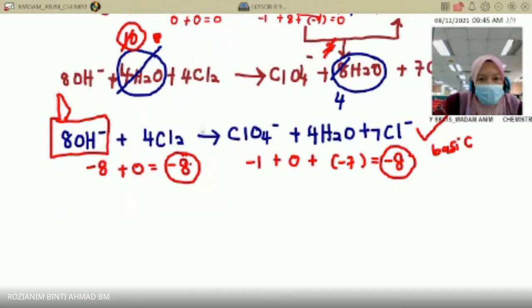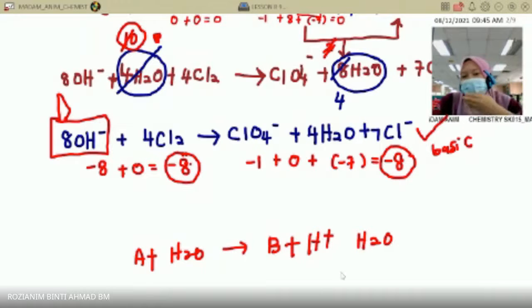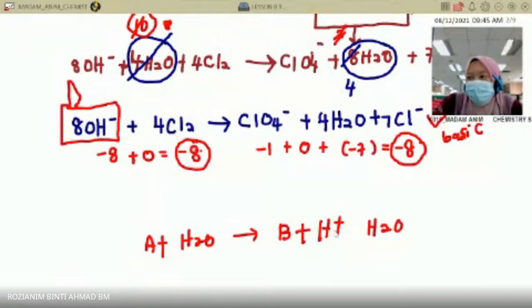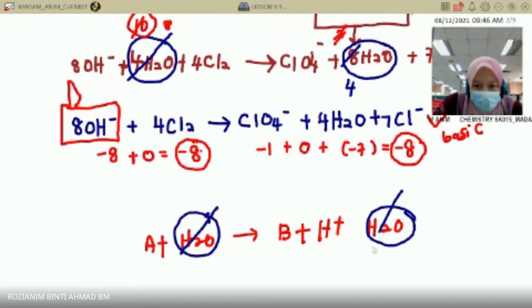Okay, katakan overall equation, sebelah kanan kita dapat A plus H2O produce B plus H plus, lepas tu kita ada H2O juga. Okay, apa jadi pada equation ini? Tadi besar kecil, nilai besar tolak nilai kecil. Okay, sekarang ni H2O ada dua-dua side. Berapakah mol H2O yang masih tinggal? Kosong. Ya, kosong. So, satu tolak satu, kosong.